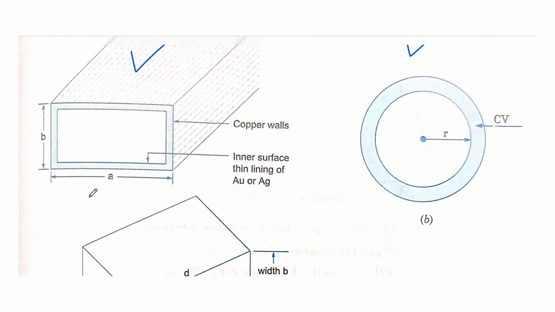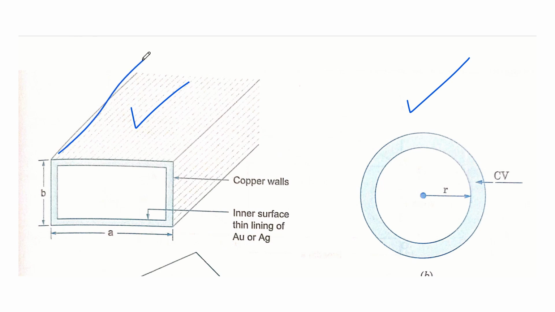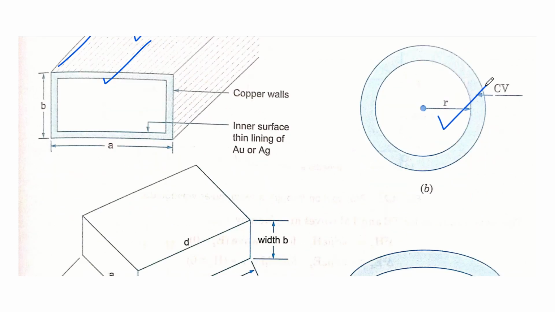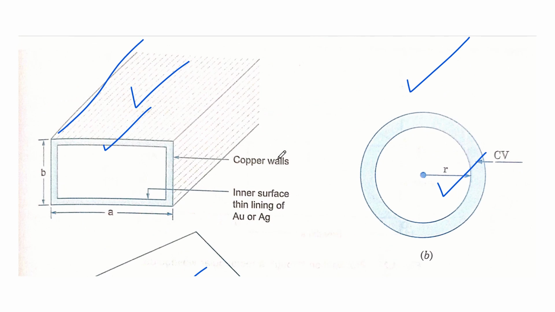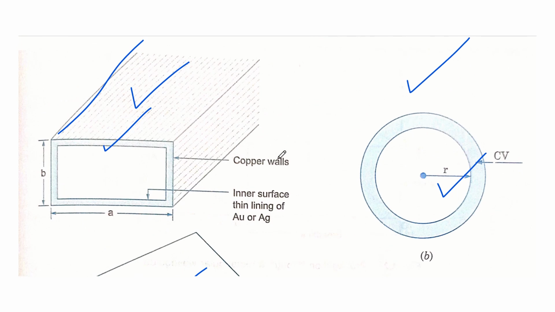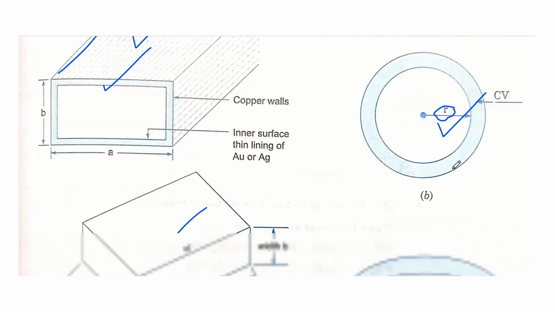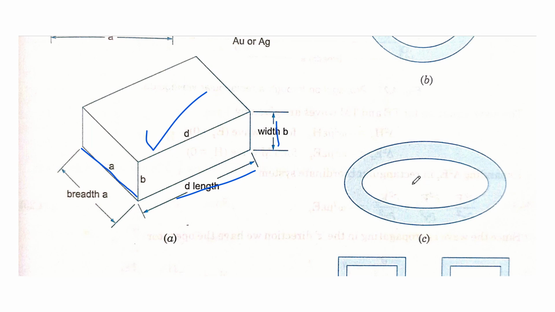For the rectangular waveguide, let's see, it's a top view of the rectangular waveguide, and it's the front view of, I think, the circular waveguide. Let's see here, it is the side view of the rectangular waveguide. The rectangular waveguide has a breadth A, length D, and width B. These are the three parameters we need to consider while transmitting electromagnetic waves through the rectangular waveguide. And when we are transmitting our electromagnetic wave through the circular waveguide, we need to consider the radius of the waveguide.